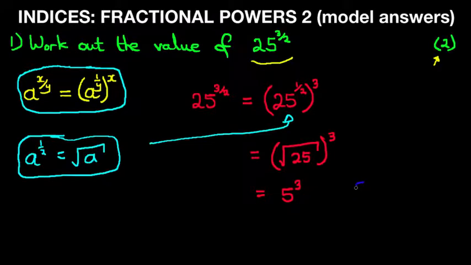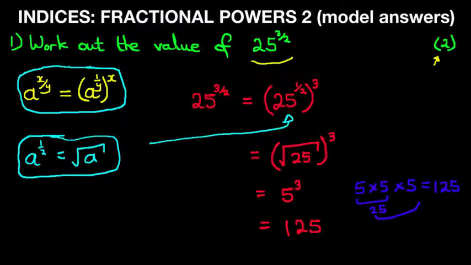Now we know from our workings out that 5 times 5 times 5 equals, well, 5 times 5 is 25, and then times 5 is 125. So therefore 5 to the power of 3 is 125. And that is our answer. So 25 to the power of 3 over 2 is 125. And if you show all the workings out and get the correct answer, you will pick up both marks.